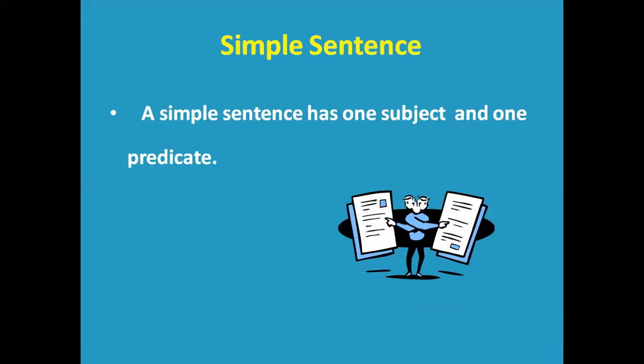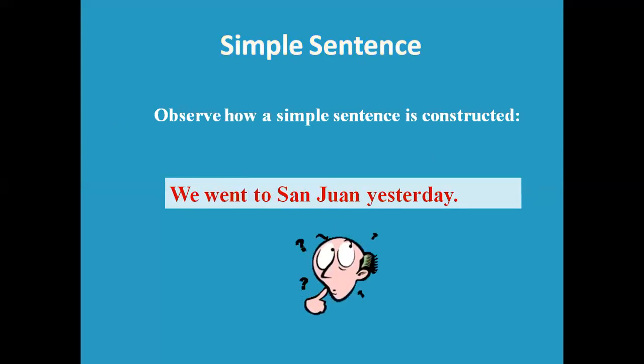Well, simple sentence. What is a simple sentence itself? From which parts does it consist? The simple sentence has one subject and one predicate. You see, it consists of just one subject and one predicate. Let's see the examples one more time.